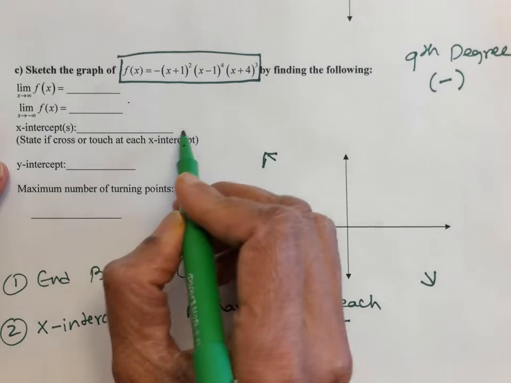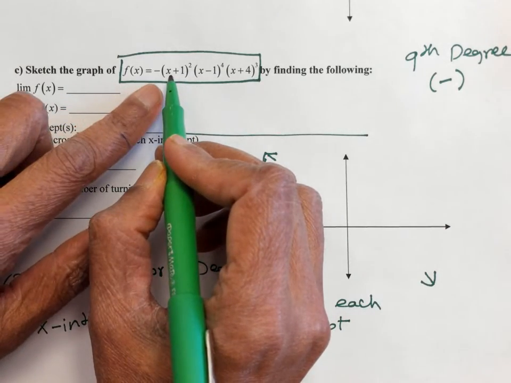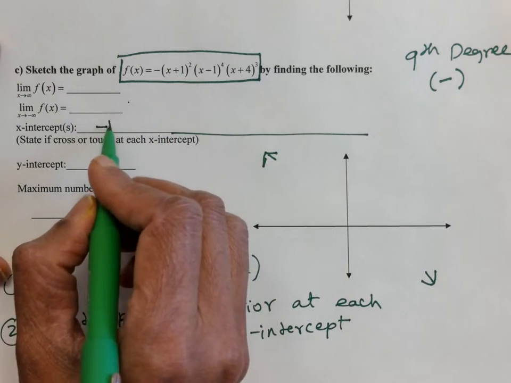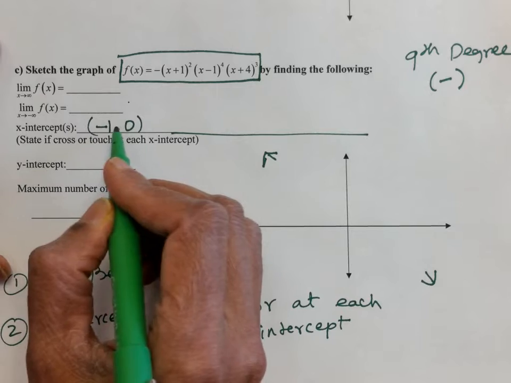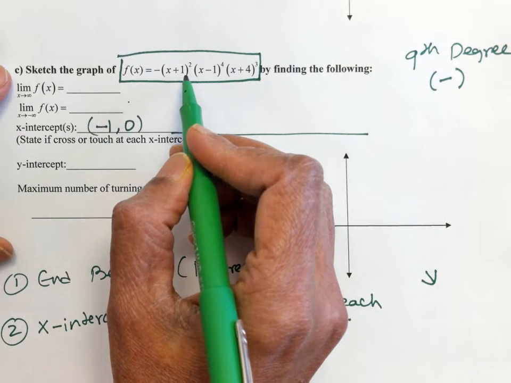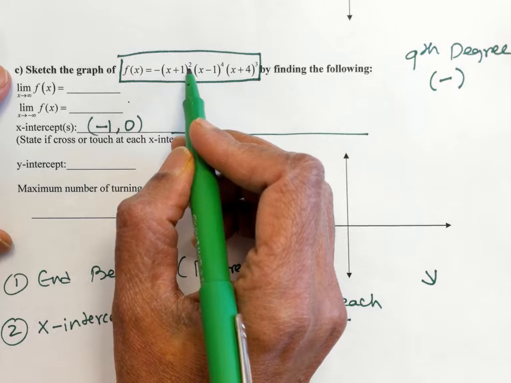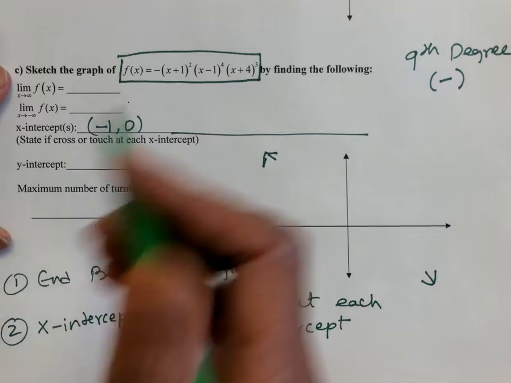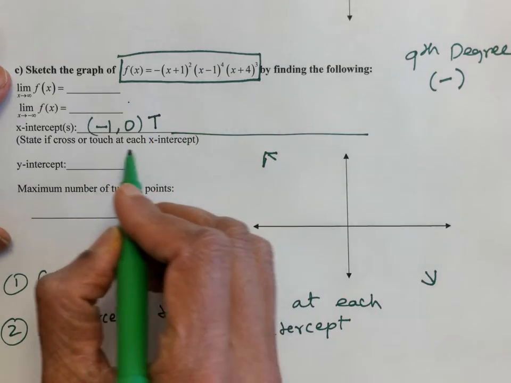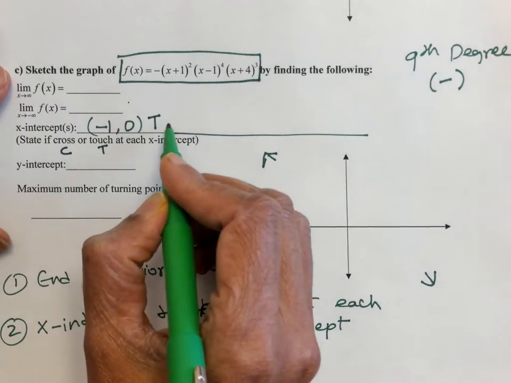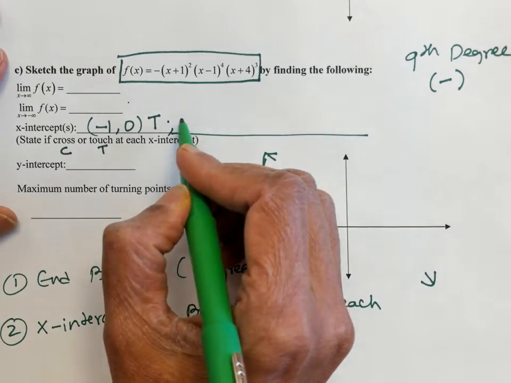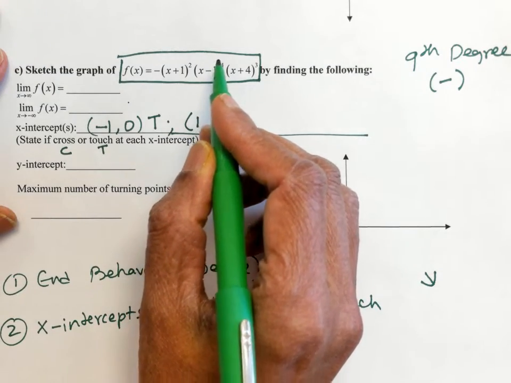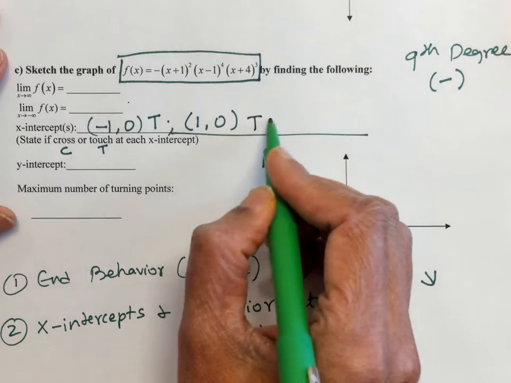So let's see what our x-intercepts are. By looking at the polynomial, from x plus 1 I get negative 1, 0, because at an x-intercept y is 0. Then I have to talk about the behavior. Is it touching it or is it crossing it? Because this is squared, it behaves like a quadratic, which touches the x-axis. We're going to write T for touch and C for cross. Next one, from x minus 1 I get positive 1, 0, and this is to the power of 4, again even like a quadratic, so it's again going to touch.